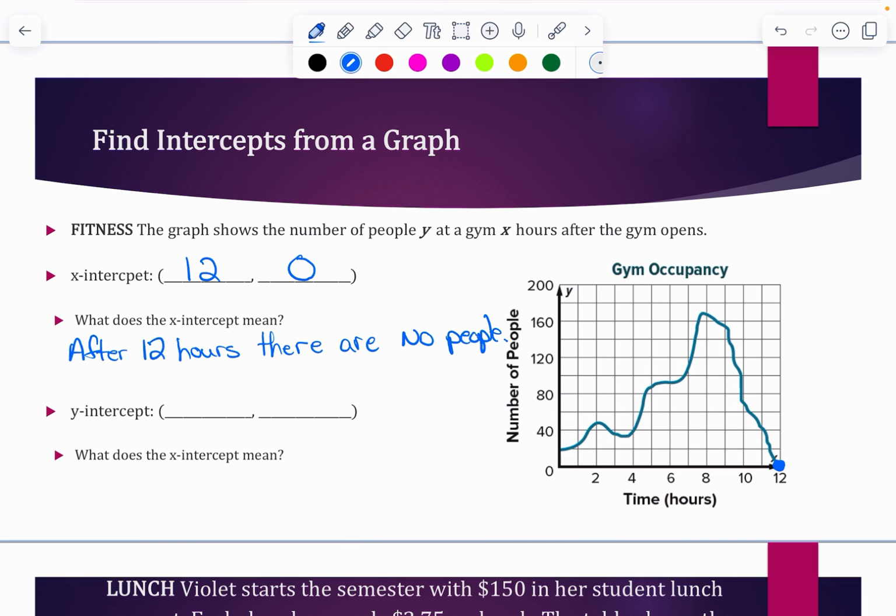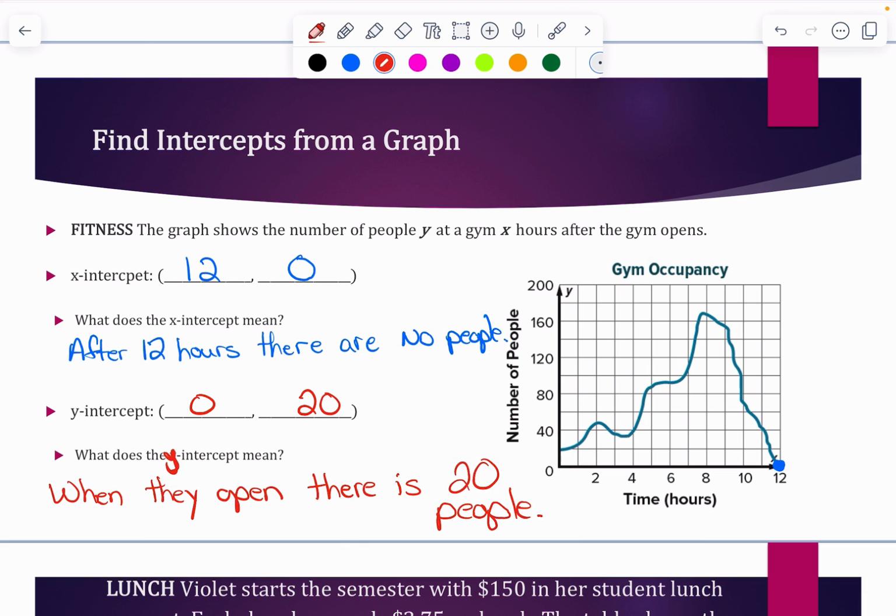That could mean they're closing. That could just mean they're taking a break. They close down for an hour for supper, who knows what. Okay, the y-intercept is at 0, 20. And what does that mean for the y-intercept? It means that when they open, there are 20 people. Okay, so that would be how we interpret that.